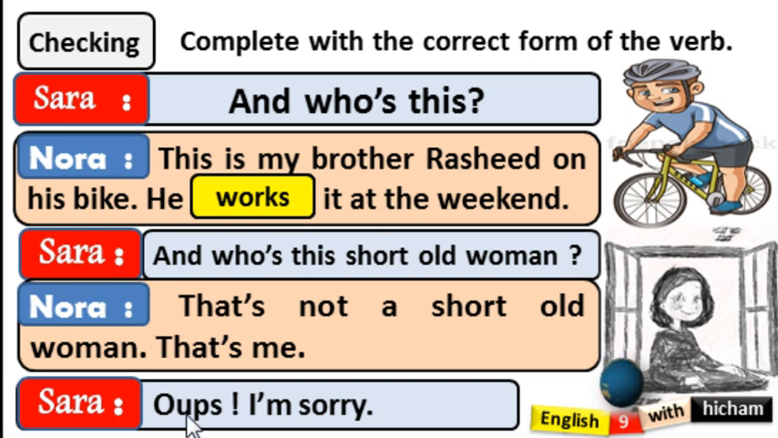And Sarah, and who's this short old woman? Nora, that's not a short old woman, that's me. Oh, I'm sorry, my friend. Oh, that is a terrible mistake.